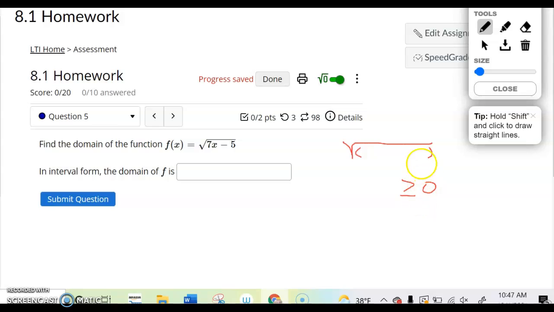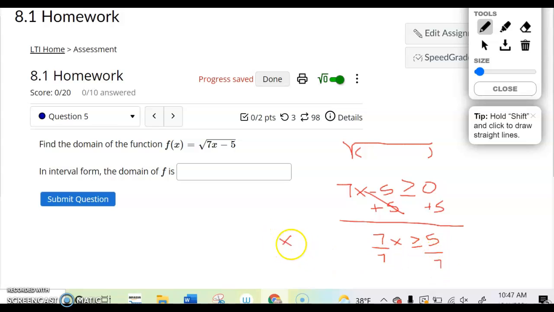Okay? And so in this case, it's 7x minus 5. And so we know 7x minus 5 needs to be greater than or equal to 0. So we'll solve for x. We will add 5 to both sides. Those cancel, so we get 7x is greater than or equal to 5. Okay, divide by 7. So we have x has to be greater than or equal to 5/7. Okay, so that's kind of the first part of our answer.